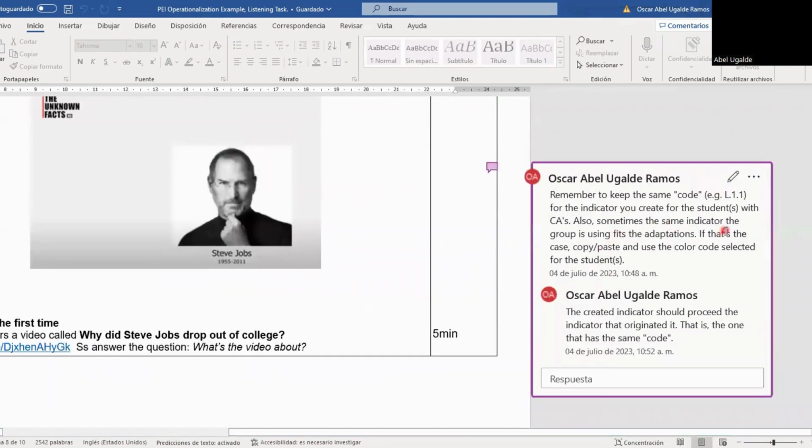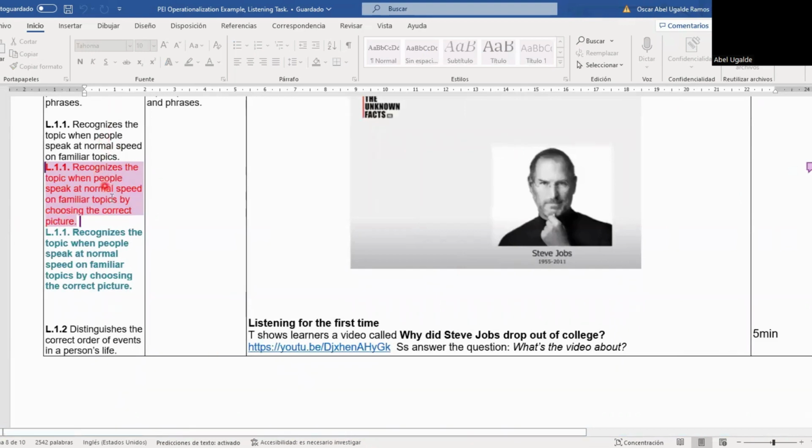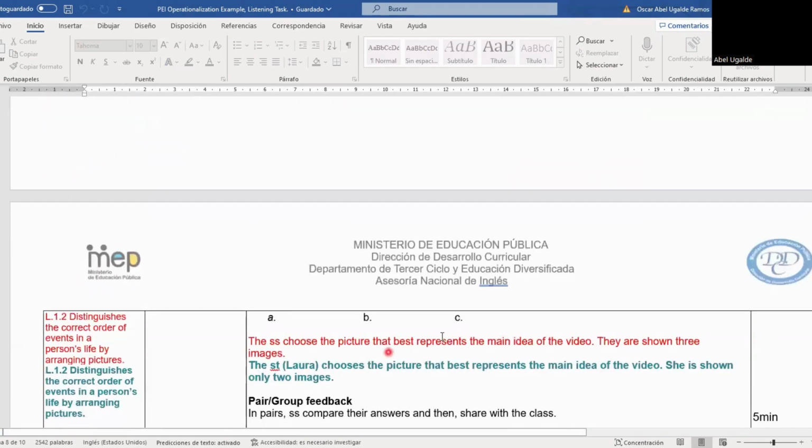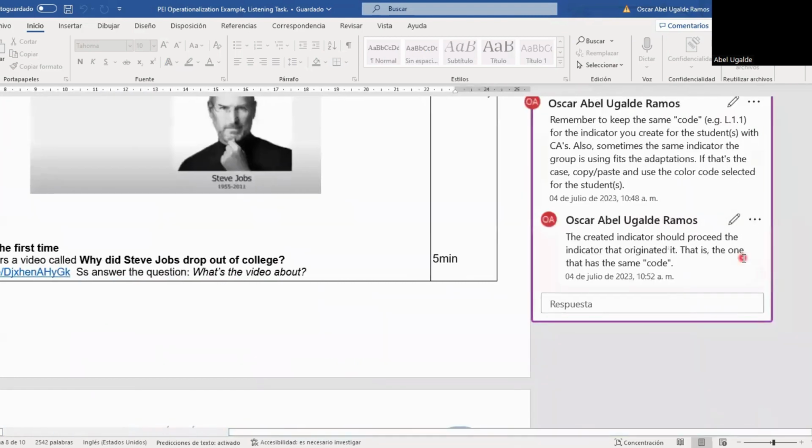Also, sometimes the same indicator the group is using fits the adaptation. Sometimes you don't need to change anything. My recommendation is that you copy paste and change the color so that we have horizontal correspondence from here to here, right? But most of the time adaptations have to be made.